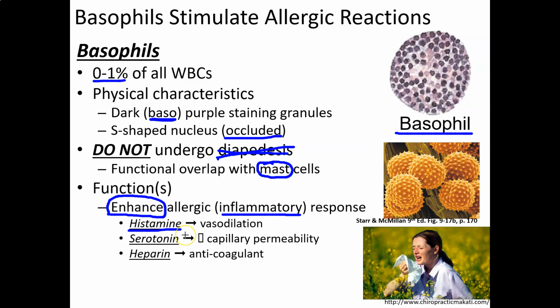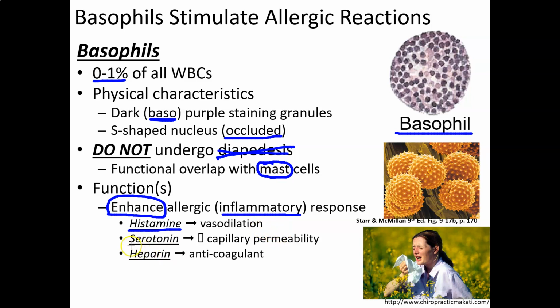That's what happens with certain forms of systemic shock, when you have this huge release of histamine, you don't get any blood returned back to the heart, and you could die that way. So histamine usually is only localized to the areas of injury where the basophils are.